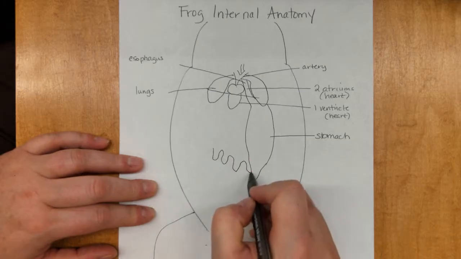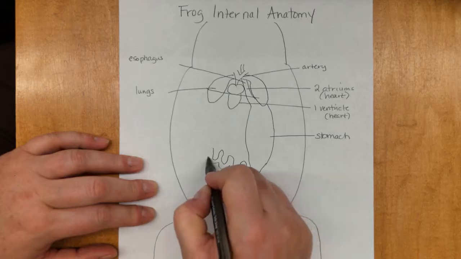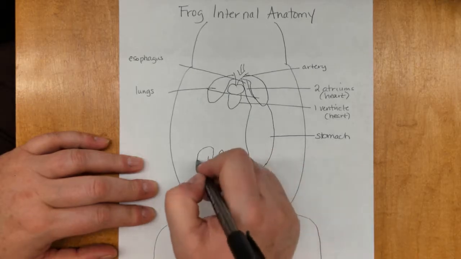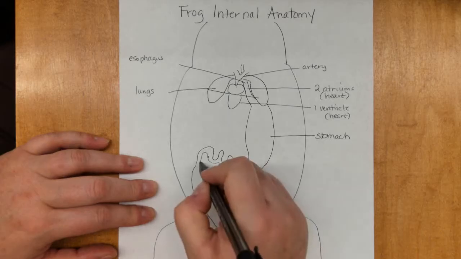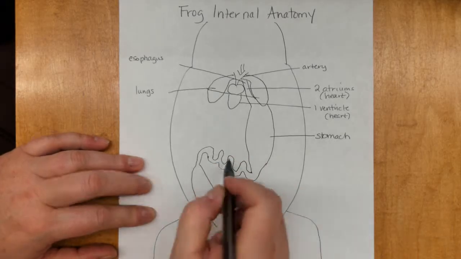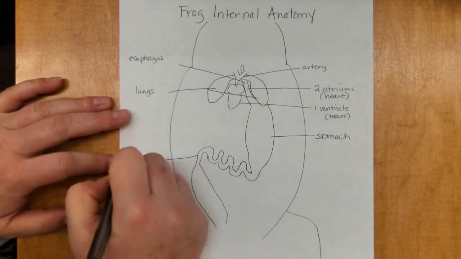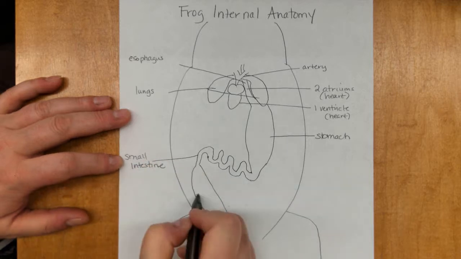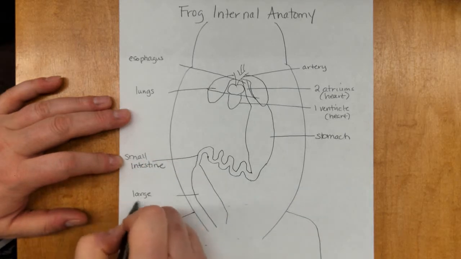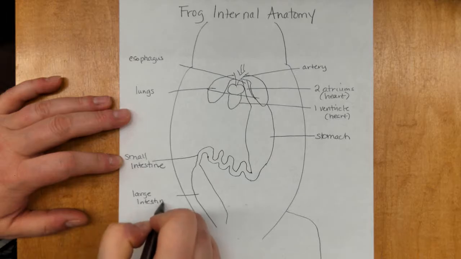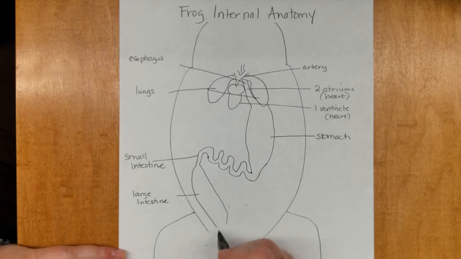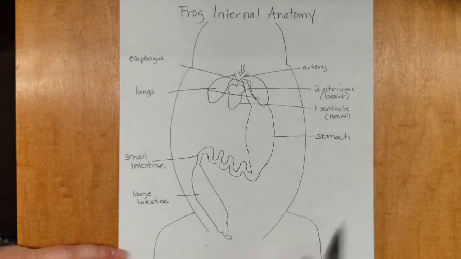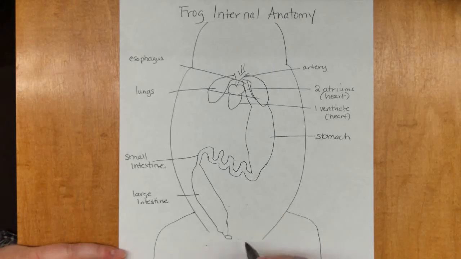So I'll get that on there. My artistic skills are not very good, I am aware. So this is the small intestine here. And it goes into the large intestine. And finally, the general opening where all waste is excreted as well as reproduction occurs is called the cloaca. And it is a single opening. We will mark it right here.